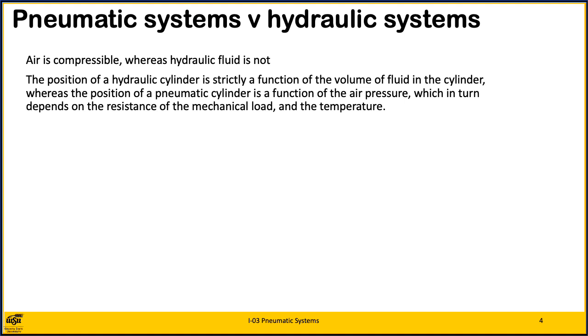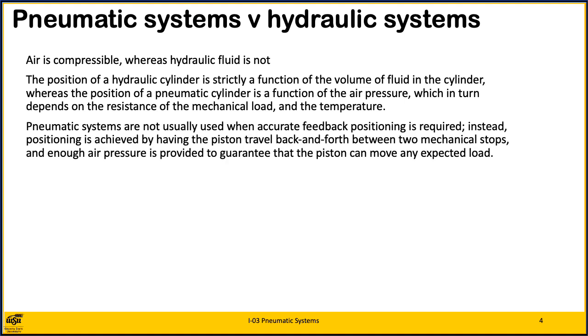If a pneumatic actuator is moved into position and stopped, the piston can be displaced by pushing or pulling on it with enough force. The trapped air in the cylinder simply compresses somewhat. For this reason, pneumatic systems are not usually used when accurate feedback positioning is required. Instead, positioning is achieved by having the piston travel back and forth between 2 mechanical stops, and enough air pressure is provided to guarantee that the piston can move any expected load.